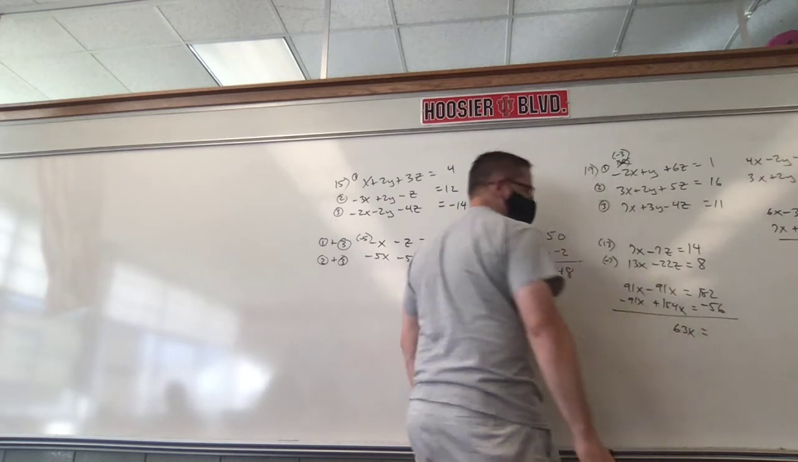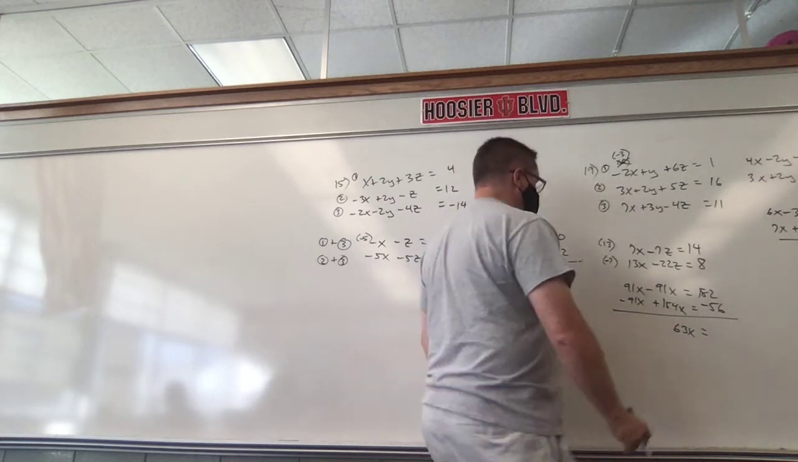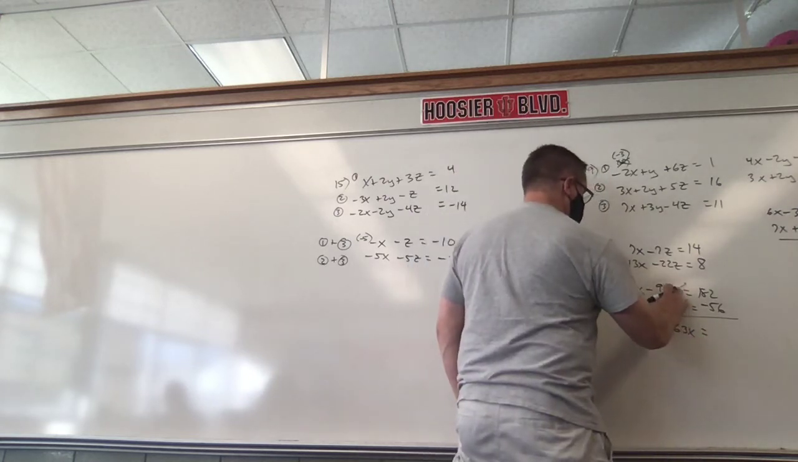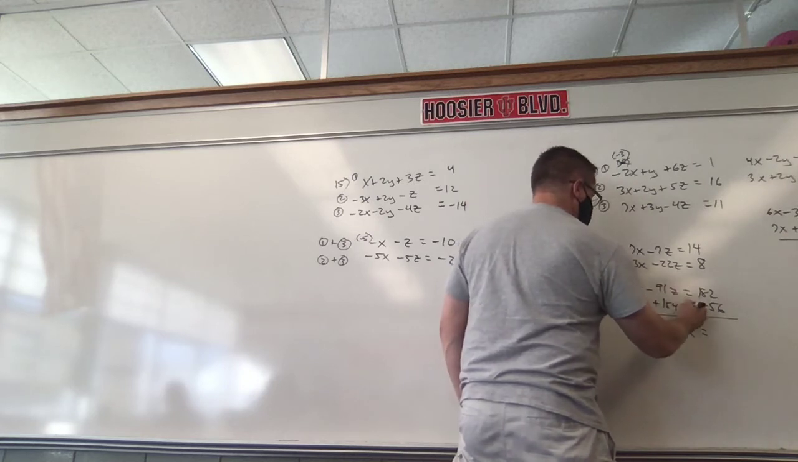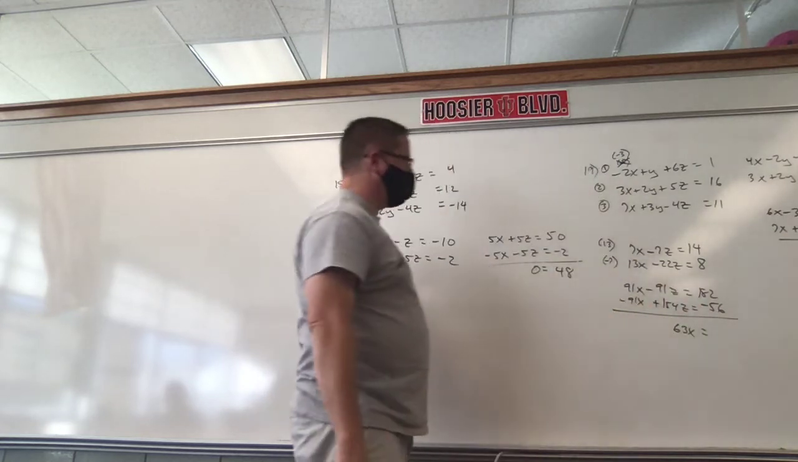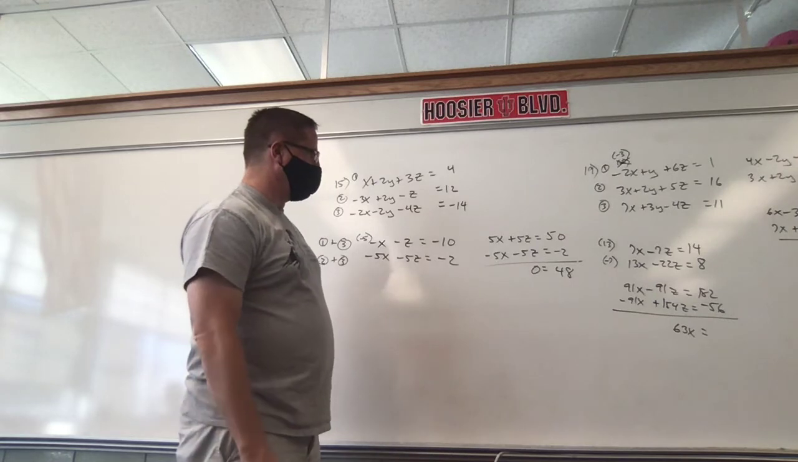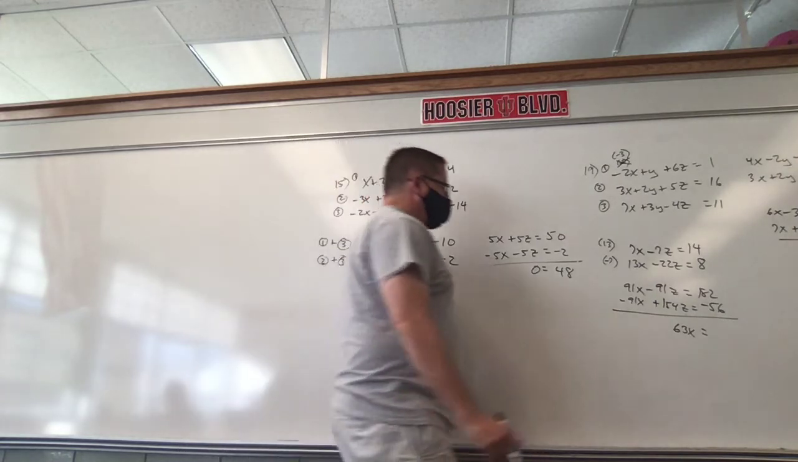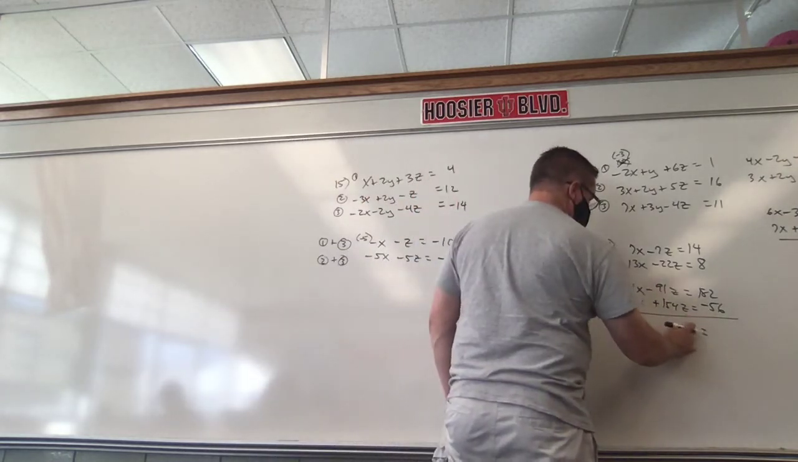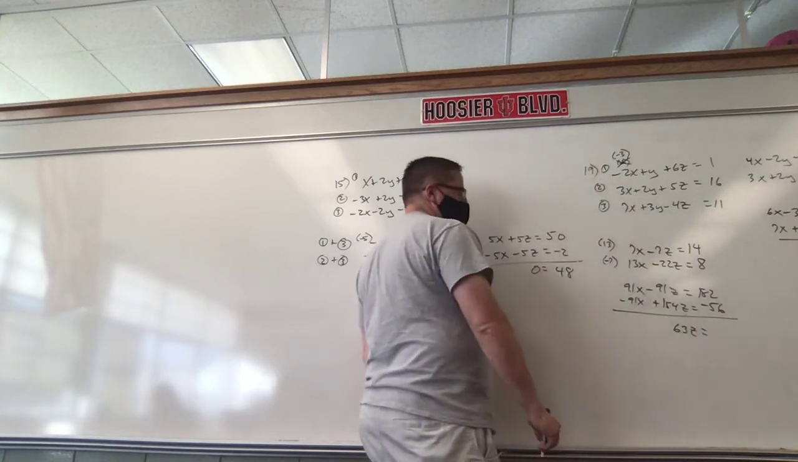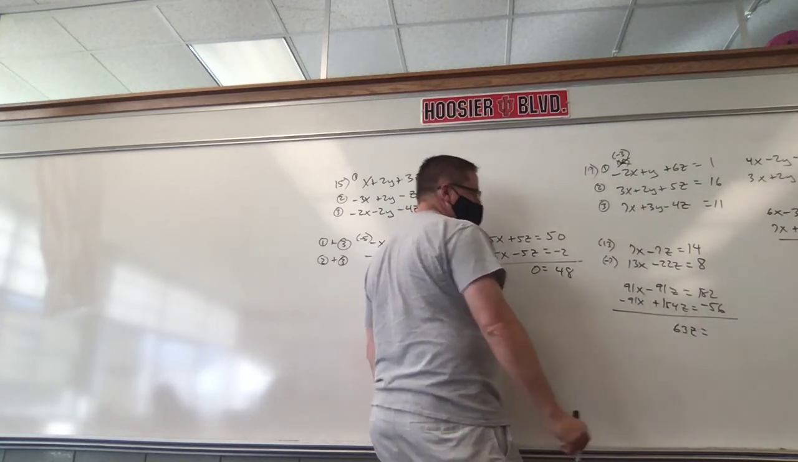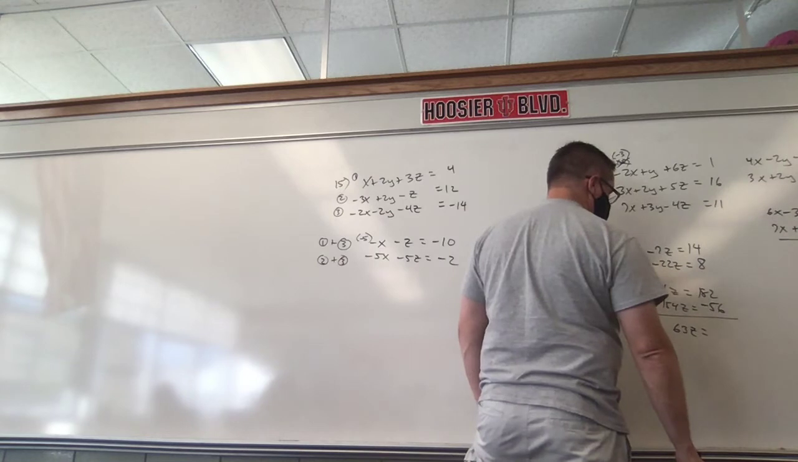Wait, why are there two X's? Yeah, where did those? I have no idea. Those are z's. Sorry about that. I did screw up, but you guys fixed it for me. Thank you. So it shouldn't be 63 x's. It should be 63 z's. And 182 and negative 56 is 100 and what is that? 126.